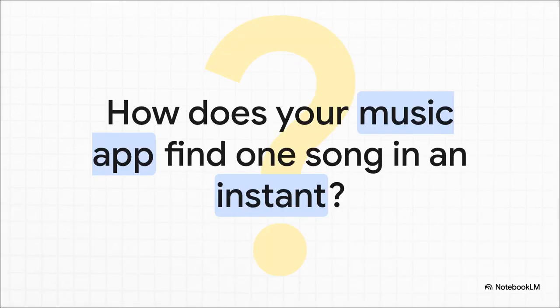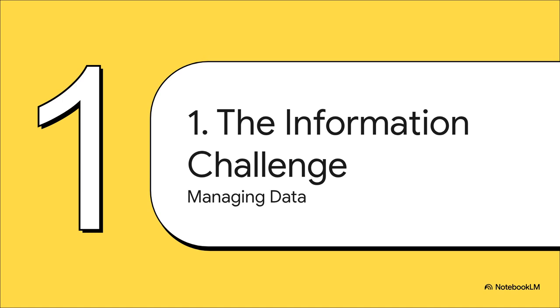So, have you ever stopped to think about this? How does your music app find that one specific song you're looking for out of literally millions of options, and it does it in the blink of an eye? Well, spoiler alert, it's not magic. It's actually a really elegant solution to a massive information problem, and that's exactly what we're going to break down right now. So let's dive right into the core problem every single developer has to solve.